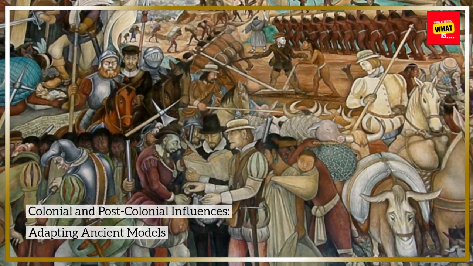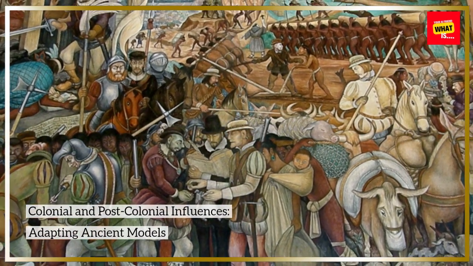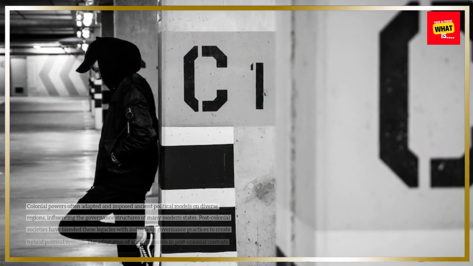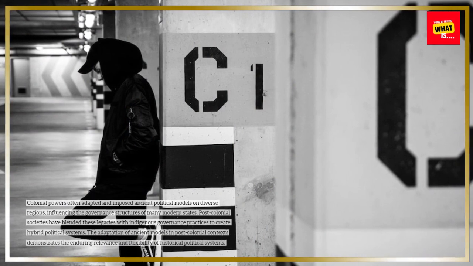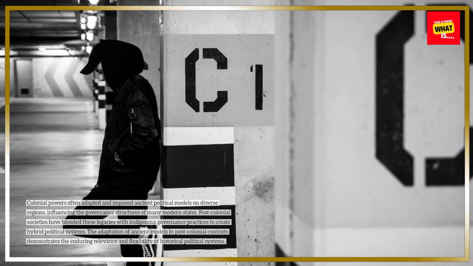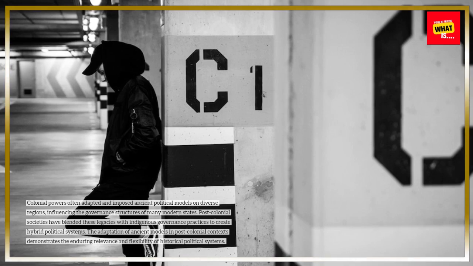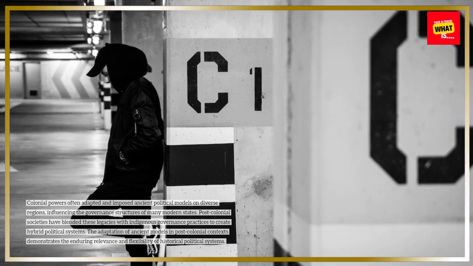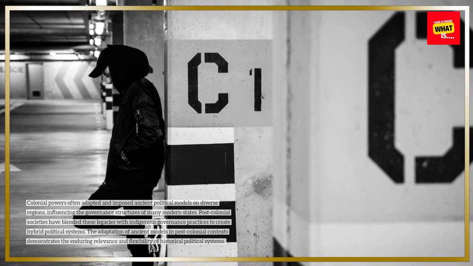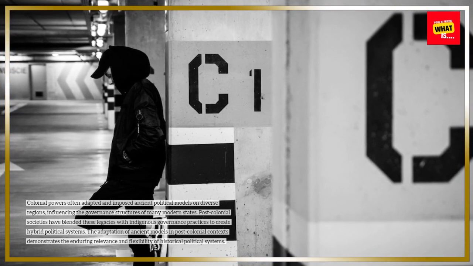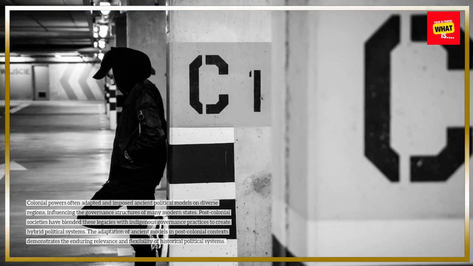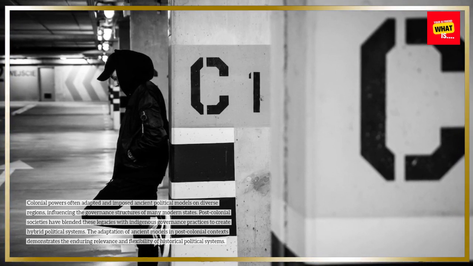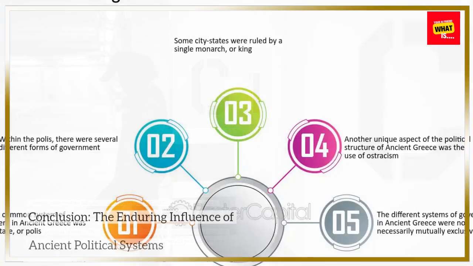Colonial and post-colonial influences, adapting ancient models. Colonial powers often adapted and imposed ancient political models on diverse regions, influencing the governance structures of many modern states. Post-colonial societies have blended these legacies with indigenous governance practices to create hybrid political systems. The adaptation of ancient models in post-colonial contexts demonstrates the enduring relevance and flexibility of historical political systems.